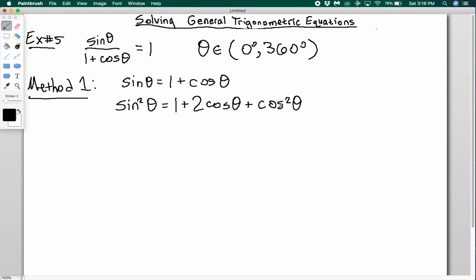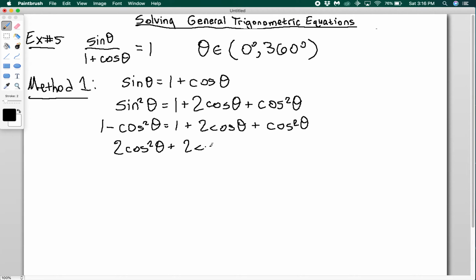Okay, but now once we're here, this becomes a little bit nicer. I can rewrite this as 1 minus cosine squared theta equals 1 plus 2 cos theta plus cosine squared theta. And then I can group everything on one side, and I'll get 2 cosine squared theta plus 2 cos theta equals 0, where my 1's cancel, then the cosine squared comes over to be 2 cosine squared. My 2's I can just cancel out, right? So then I get cosine squared theta plus cosine theta equals 0 if I just divide everything by 2.